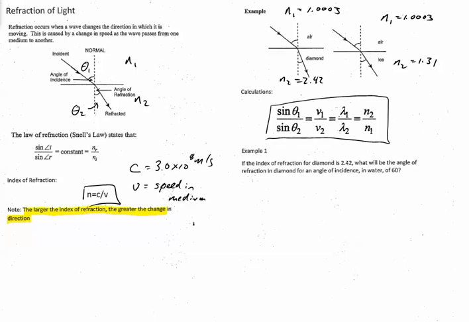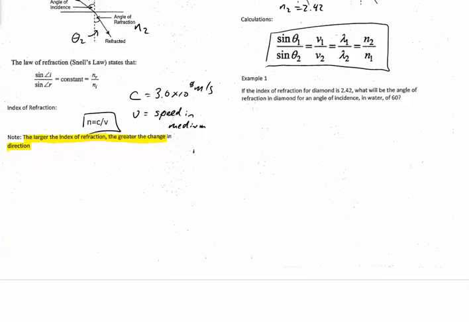So a couple examples using this new ratio that we've discovered to predict. So example number 1 says, if the index of refraction for diamond is 2.42, what will be the angle of refraction in diamond for an angle of incidence in water of 60 degrees? So there's a lot there. And so the first thing we're going to do is draw a diagram and make sure we understand where everything is. Now normals will always be drawn as a dotted line, and that solid line is my medium. So it's traveling from water. n1 is 1.33, and it's traveling into diamond.